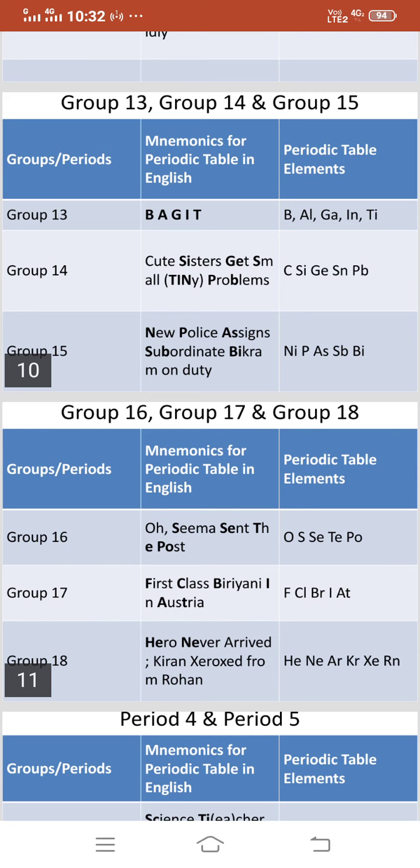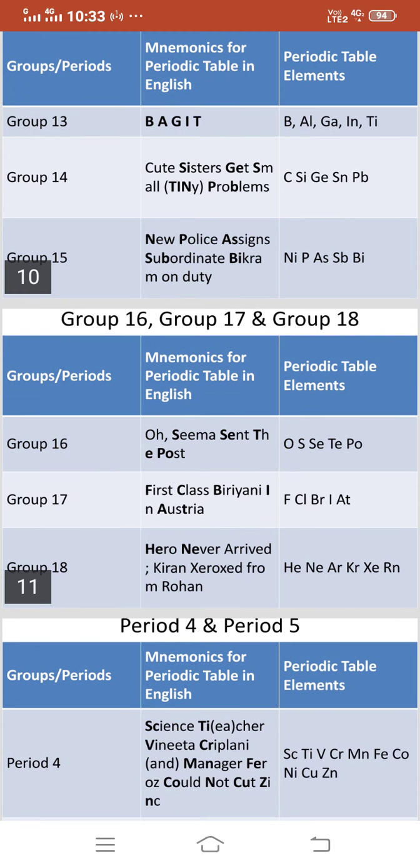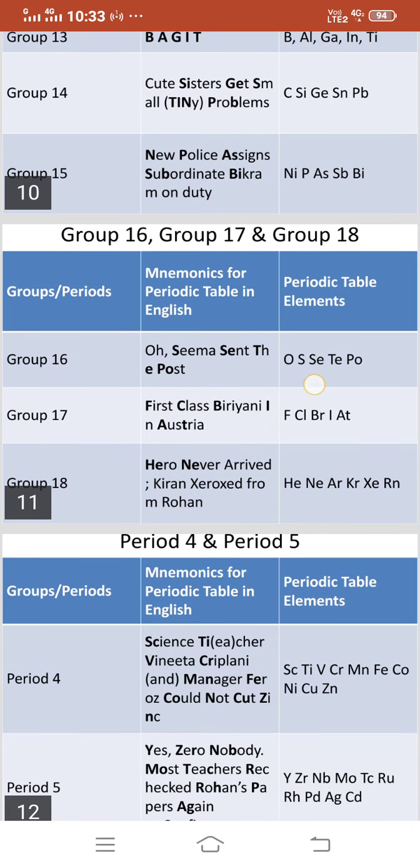Group 16, Group 17 and Group 18 mnemonics are: for Group 16, O Seema sent the post. For Group 17, first class biryani in Austria. And for Group 18, hero never arrived, Kiran xeroxed from Rohan.